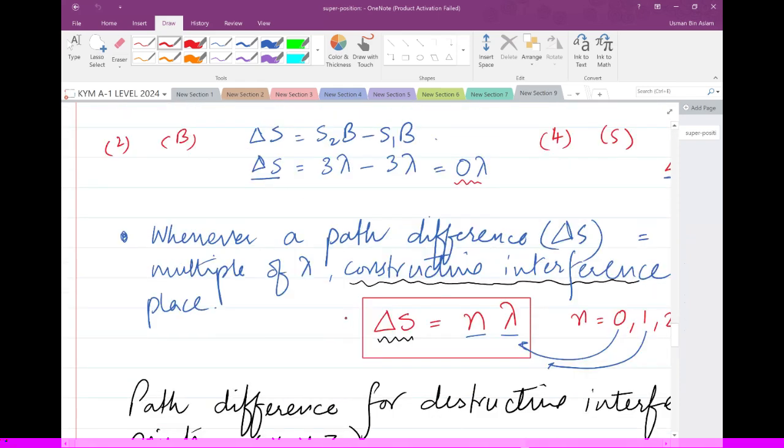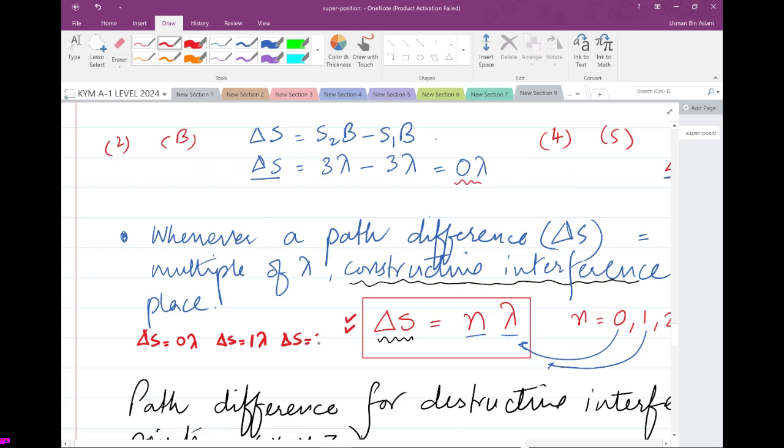This was the formula, the necessary condition for constructive interference to happen. That means the path difference, delta S, between any two waves, if the path difference is 0 lambda, that means 0 times the wavelength, or 1 lambda, that means 1 times the wavelength, or 2 lambda, that means 2 times the wavelength, in such a scenario, constructive interference took place.